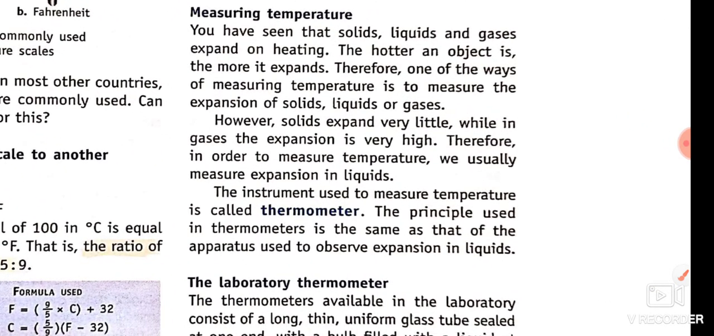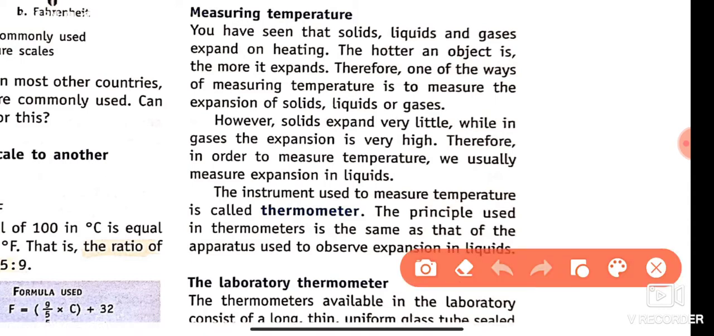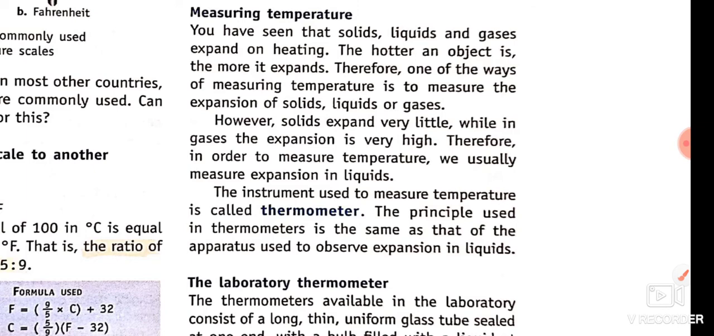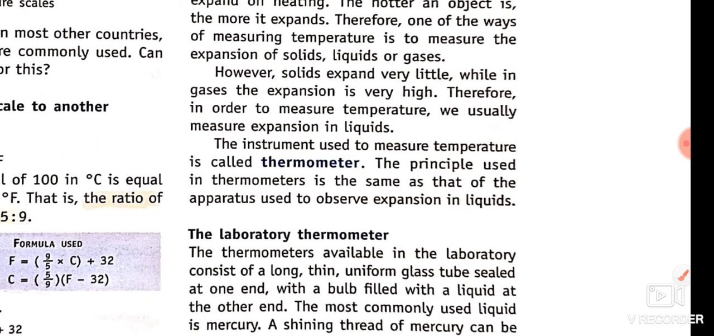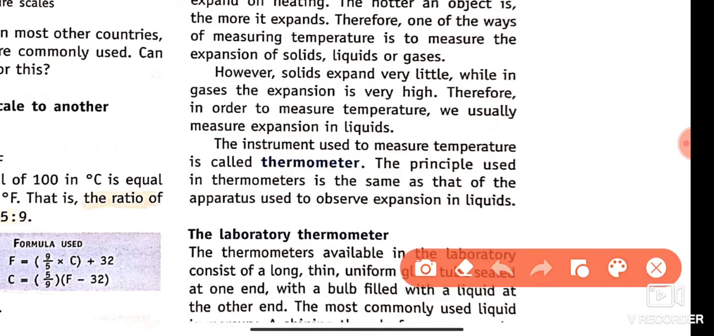Next concept is measuring temperature. How to measure temperature? You have seen that solids, liquids and gases expand on heating. The hotter an object is, the more it expands. Therefore, one way of measuring temperature is to measure the expansion of solids, liquids or gases. To measure the expansion, how much they have expanded, in solids, liquids and gases. However, solids expand very little, while in gases the expansion is very high. So in order to measure the temperature, we usually measure expansion in liquids.